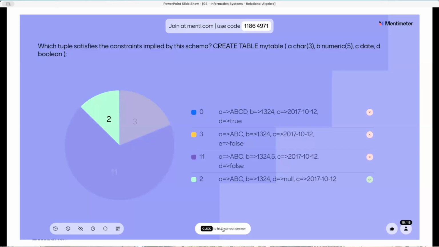Very good. And the last one is correct. D comes before C, but we saw that it doesn't matter because it's a map, right? So in a map, there is no order between the attributes. So we don't mind that D comes before C.